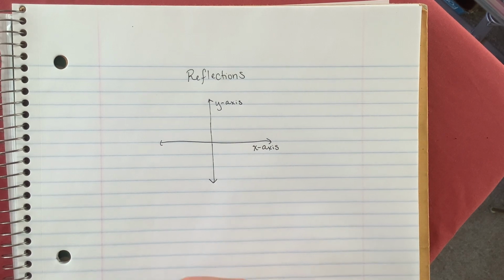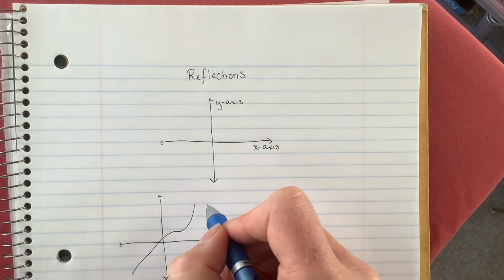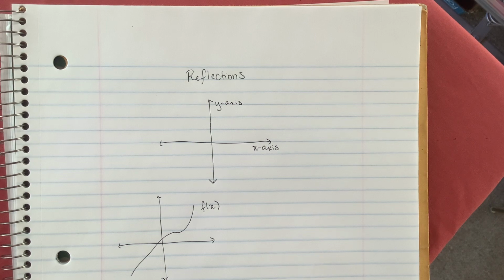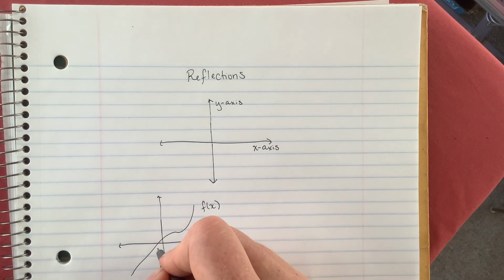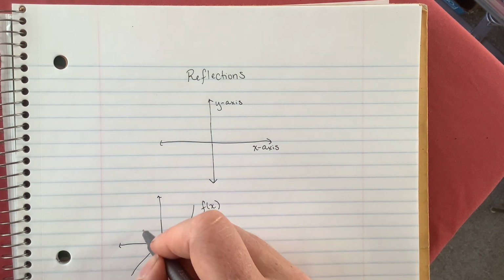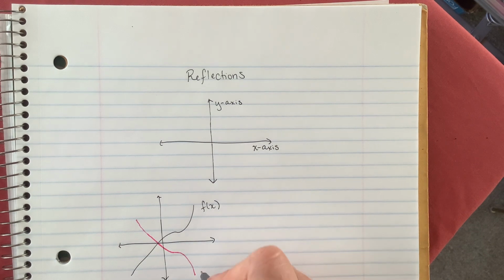So for a reflection across the x-axis, if you had your original function f of x, a reflection across the x-axis would take every one of these values and then flip it vertically. So, yeah, kind of like that.